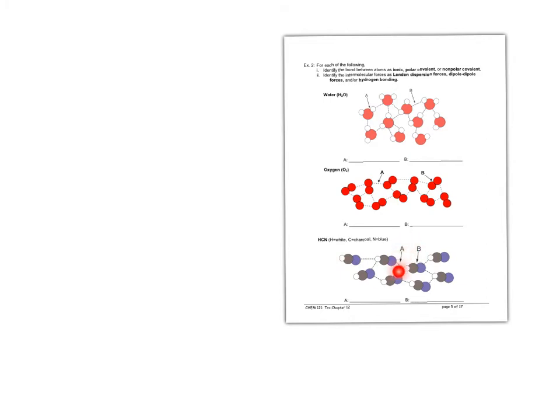You're going to have to determine the kind of bond. A is pointing towards the intermolecular bond, and B is pointing at the intramolecular bond. For the intramolecular bond, they want to know if it's ionic, polar covalent, or nonpolar. And for the intermolecular bond, they want to know if it's London dispersion forces, dipole-dipole, or hydrogen bonding.